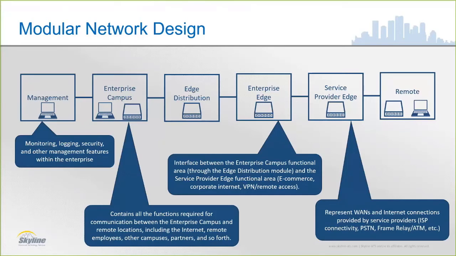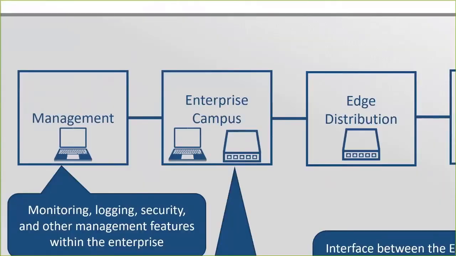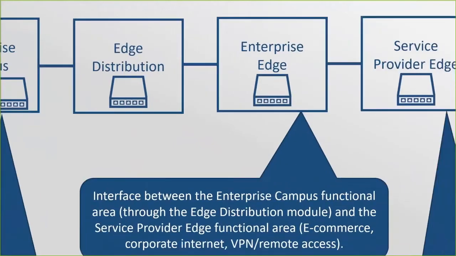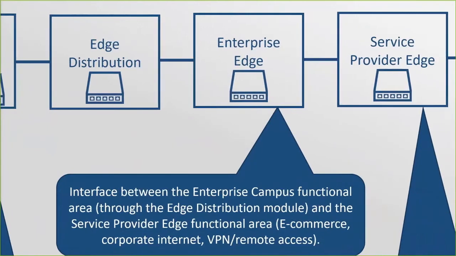The enterprise campus is exactly that. It's where users connect up, have access to the network. So the enterprise campus can actually be multiple access layer devices going to a central distribution. The edge distribution portion of my network is where I'm going to aggregate all of my access layer modules into a distribution layer, and then that goes out to the enterprise edge.